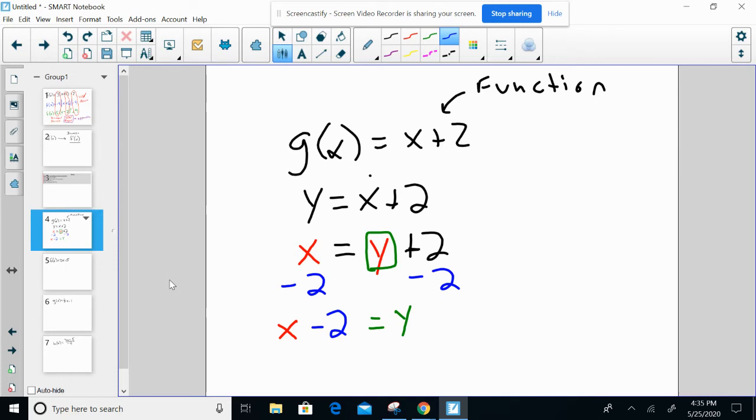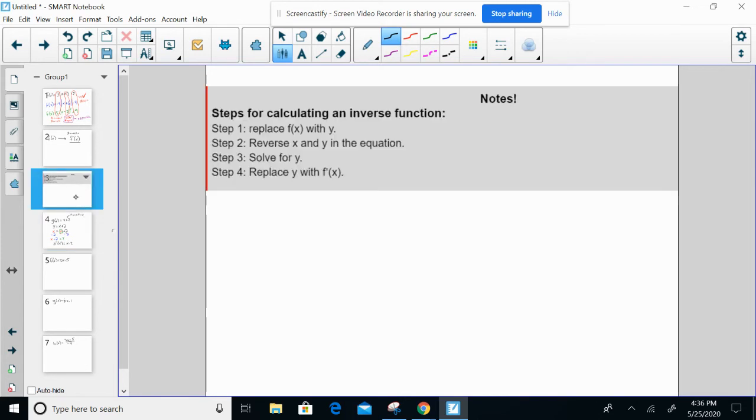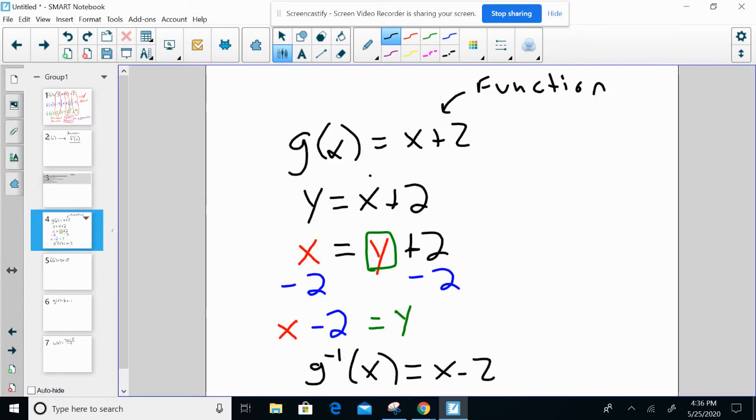So all you have to do then is, I like to change the order like this. So g negative 1 of x equals x minus 2. The final step is you need to replace the y with the function name. It's called g. Let's make sure it's g. But the negative 1 indicates that this is the inverse. That is your answer, right?